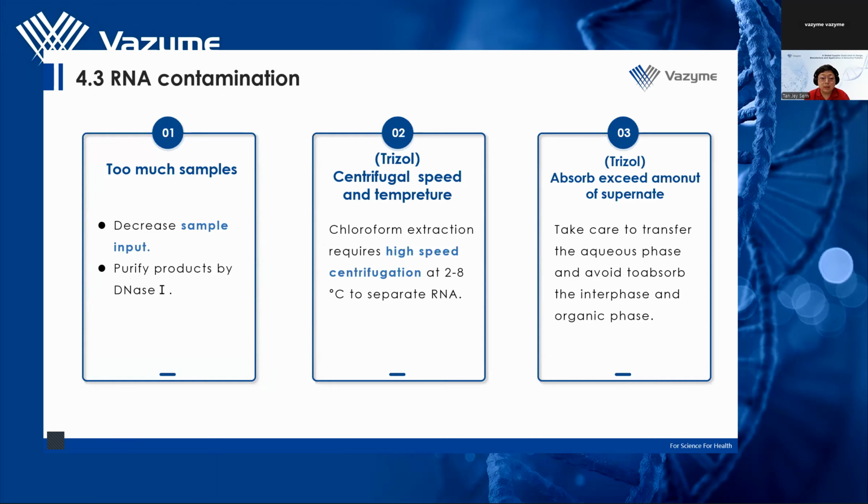The third common issue is gDNA, or genomic DNA, contamination in RNA extracts. That could be due to excessive starting material. What you could do is reduce the initial sample input, or use DNase 1 for on-column digestion, or purify the product with DNase 1. Inappropriate centrifugation temperature during Trizol extraction could also be a factor. As Trizol is partially miscible with water at room temperature, chloroform extraction should be performed at 2 to 8 degrees with high-speed centrifugation.